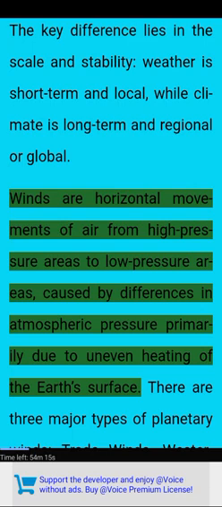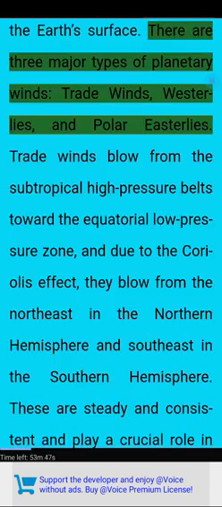Winds are horizontal movements of air from high-pressure areas to low-pressure areas, caused by differences in atmospheric pressure primarily due to uneven heating of the Earth's surface. There are three major types of planetary winds: trade winds, westerlies, and polar easterlies.